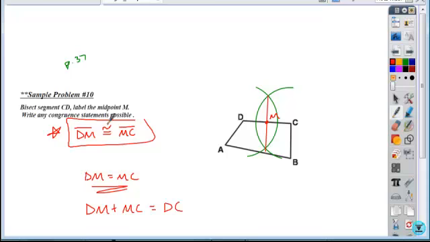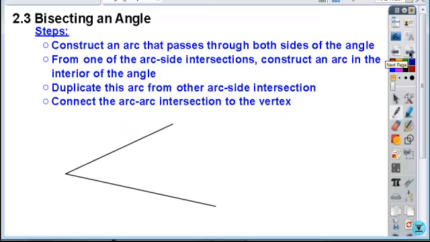Right? So let's take a look at this last construction, bisecting an angle. Okay, again, it's a relatively basic construction. Once you set your compass to whatever your initial setting is, you don't have to change it throughout the course of this construction. So that makes it relatively simple.